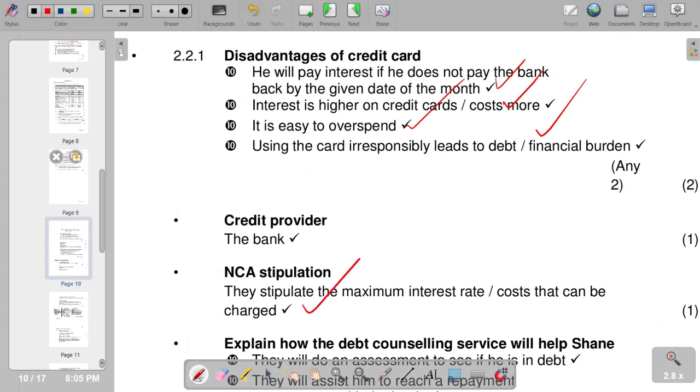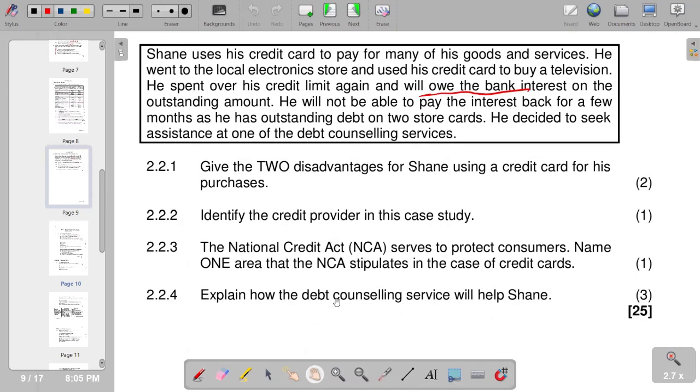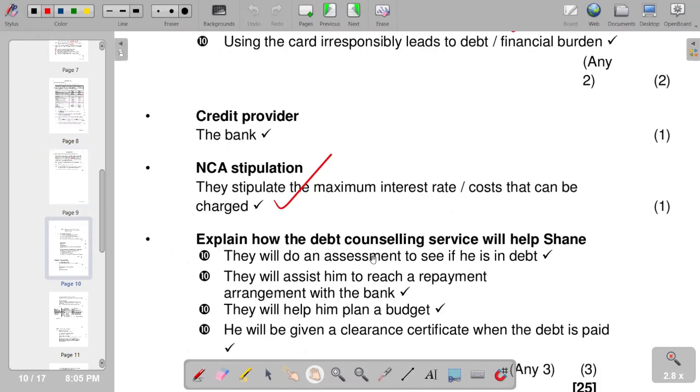And then in terms of the next question, explain how the debt counseling service will help Shane. They will do an assessment to see if he is in debt. They will assist him to reach a repayment arrangement with the bank. They will help him plan a budget. He will be given a clearance certificate when the debt is paid. So those are the typical responses that you can come up with.